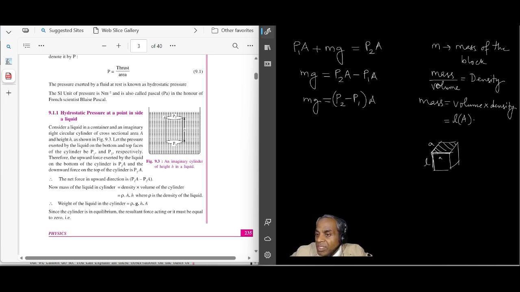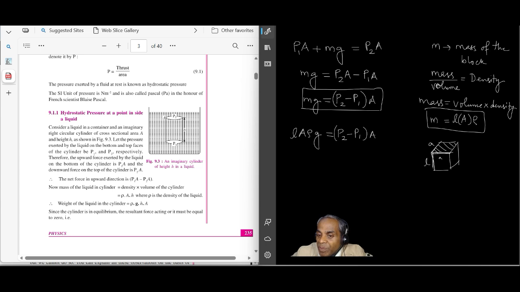Now mass is equal to this. We will substitute the value of mass in this equation. So instead of m we will write L into A into rho, and then there is g here. This product is equal to, on the right side, P2 minus P1 into A. Now area terms are there on the left and right side, they will cancel out. So what remains, I will rearrange the equation, is P2 minus P1 is equal to L rho g.